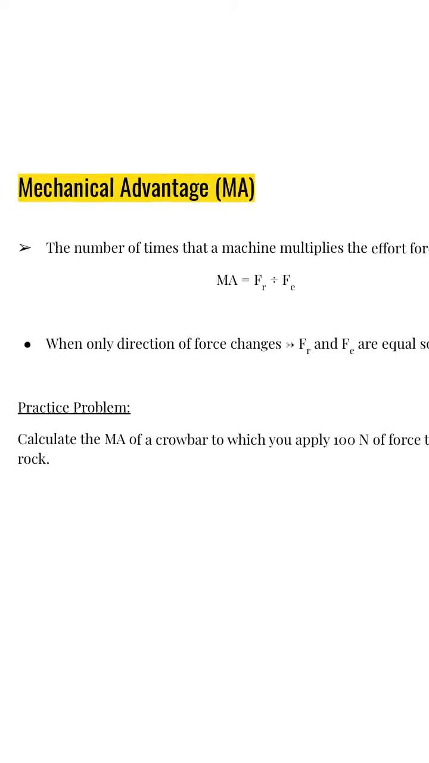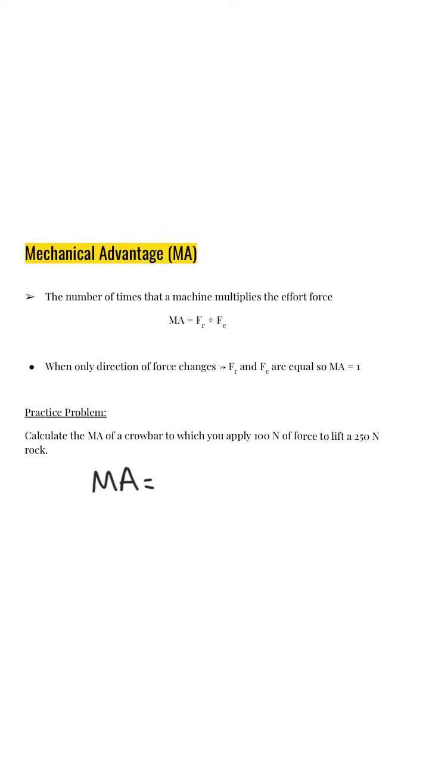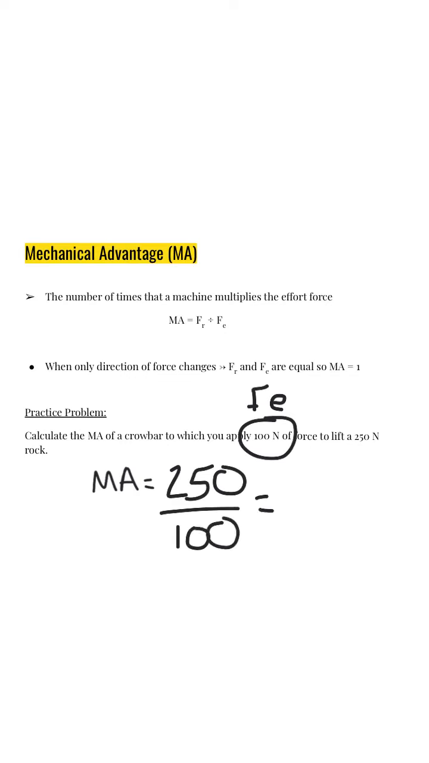So we're going to do mechanical advantage equals the resistance force over the effort force. You are applying 100 newtons, that means that's the effort force, because you apply it. And so the resistance force must be 250, and we're going to divide that by 100. So 250 divided by 100 is 2.5.